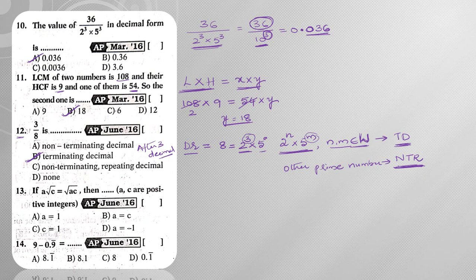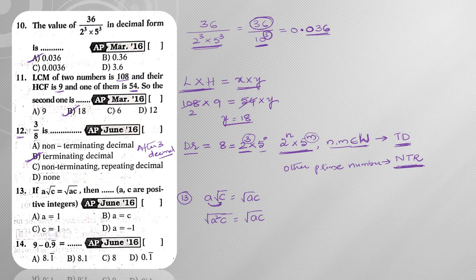Next, moving on to question number 13. If a root c is equal to root ac, already we have an idea about surds, right? Now here what do we have? A into root c is equal to square root of ac. Whenever you have a outside the square root, if you want to bring it inside the square root, we can simply raise its power. So when a comes inside the square root, it becomes a square. So a square into c is equal to square root of ac.